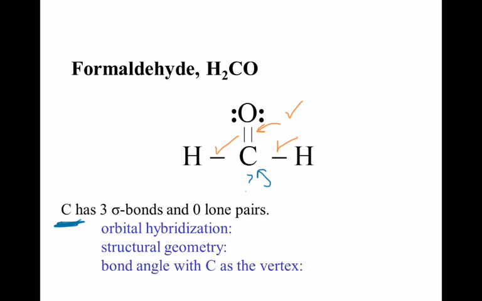Okay. So, all right. So I got 3. No lone pair electrons, 3 sigma bonds. So what's its orbital hybridization? It is sp2. And what's its structural geometry? Trigonal planar. I'll buy that. And so what's its bond angle? 120.